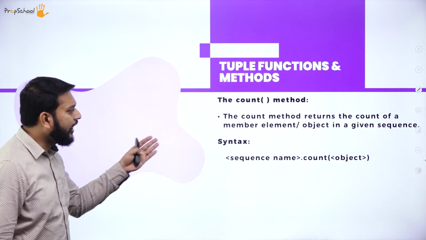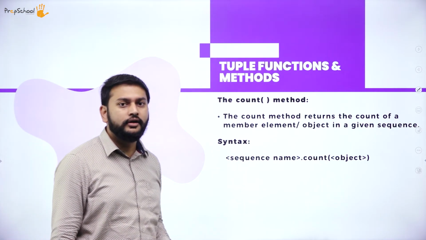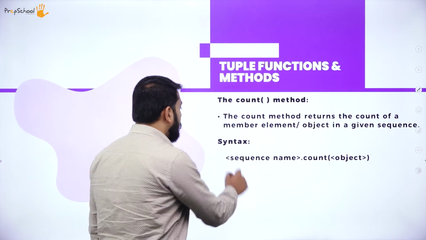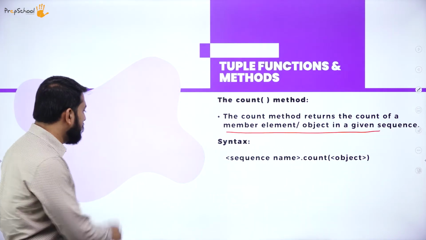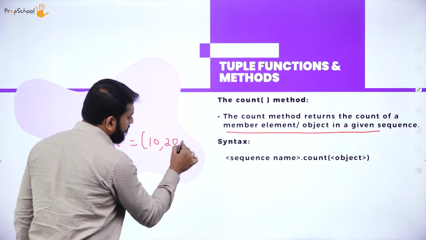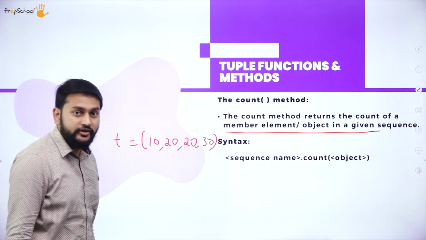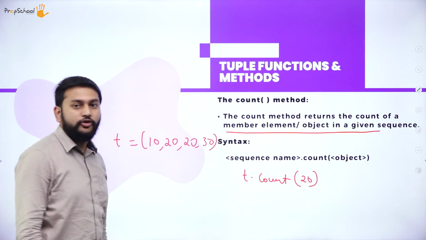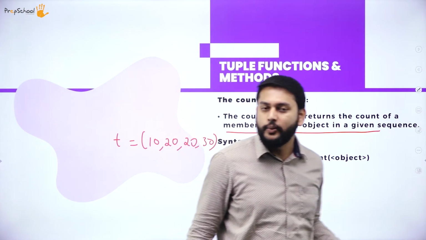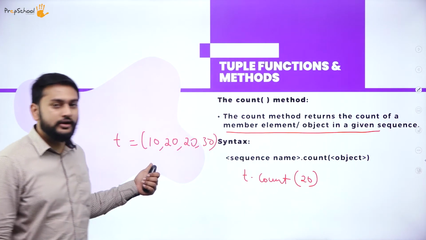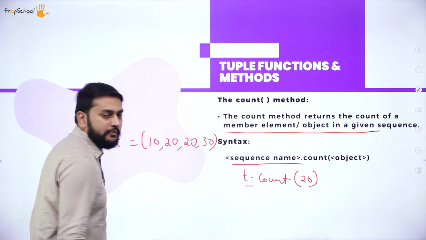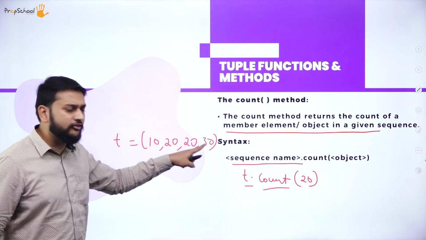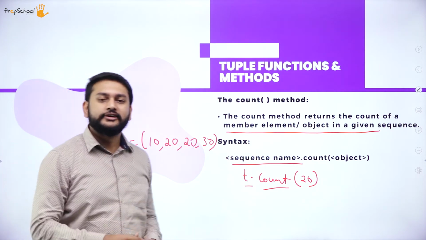Moving on to the next one, I have count. What is the use of count? Please understand, the count method returns the count of a member element or object given in the sequence. Say for example, I have t = (10, 20, 20, 30). Suppose I write t dot count of 20. How many times 20 is present inside the tuple is what I will get as a result of this statement. Sequence name in the sense of tuple name, you have to write the function that is count, and inside that you will pass the object. Whatever I have, I will be treating this as the object, is what you need to remember, right?